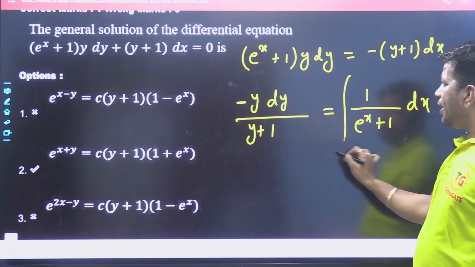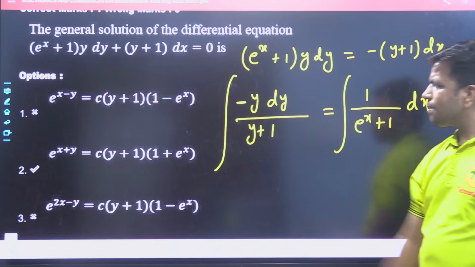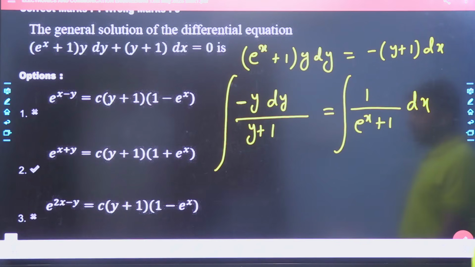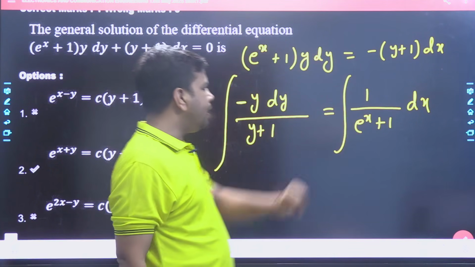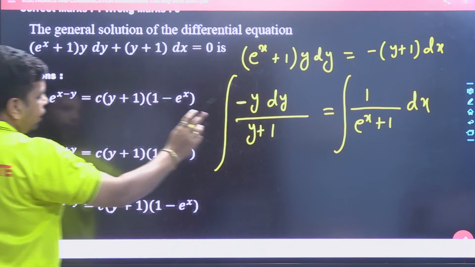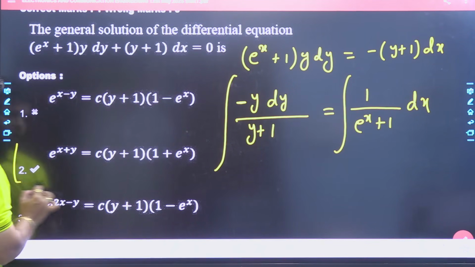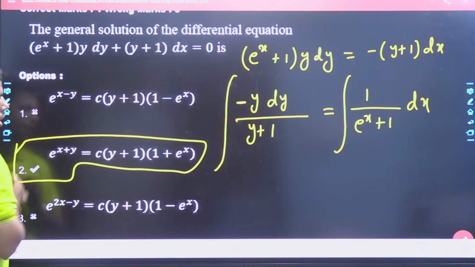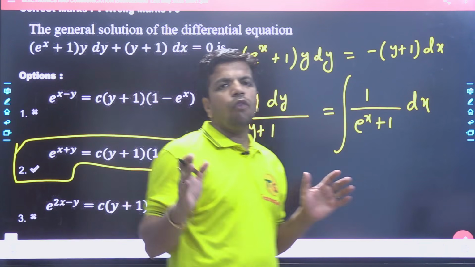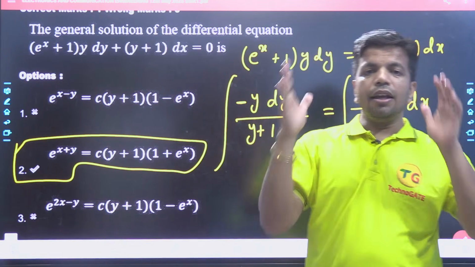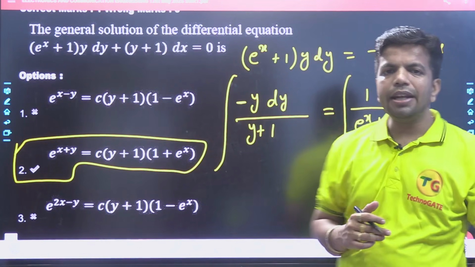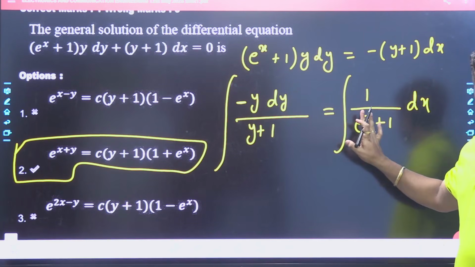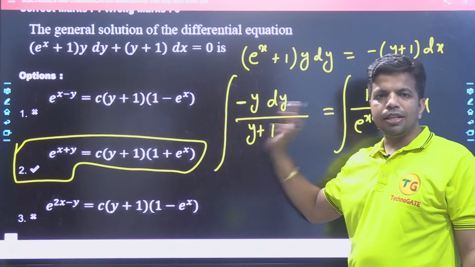Now can we take integration on both sides? We need to integrate this part as well as that part. So on doing the integration, you got the result as what? It's the second one. So simply in this question, you need to take the x terms on one side and the y terms on the other side. Now we need to take the integration of this part as well as the integration of this part.